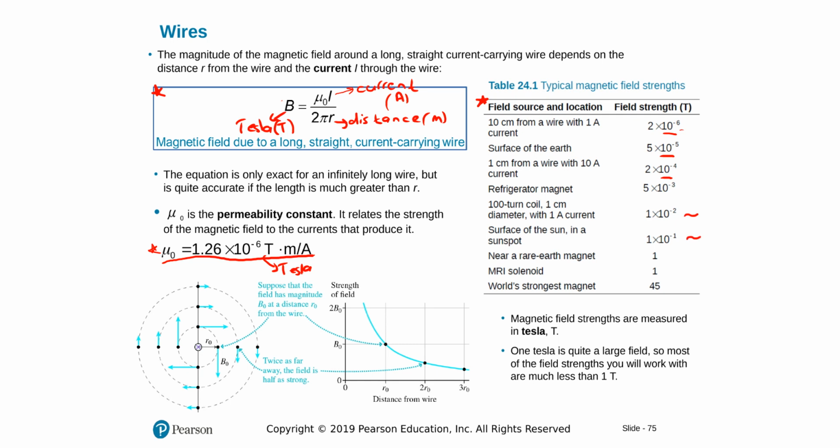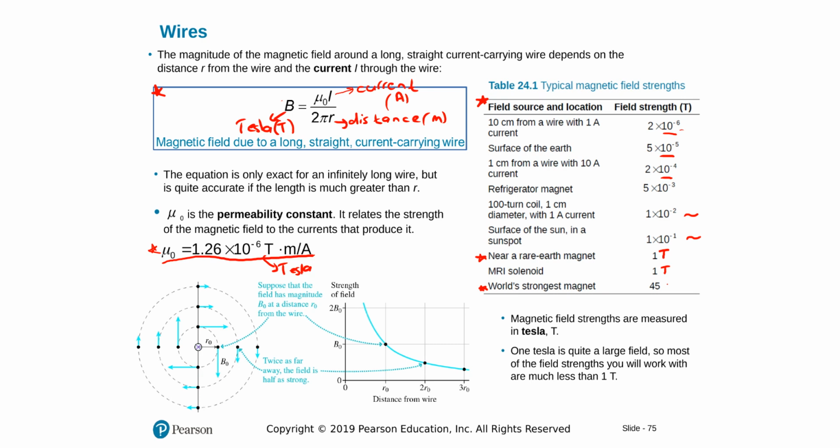How this helps you is that if you have a question and want to check if your answer makes sense, you can look here. Near a rare earth magnet, we have a 1 Tesla magnetic field, or an MRI solenoid has many turns and a strong current that could give us 1 Tesla. The world's largest magnet is 45 Tesla. So we overall have small values in the microtesla range, and 1 Tesla is a strong magnetic field.